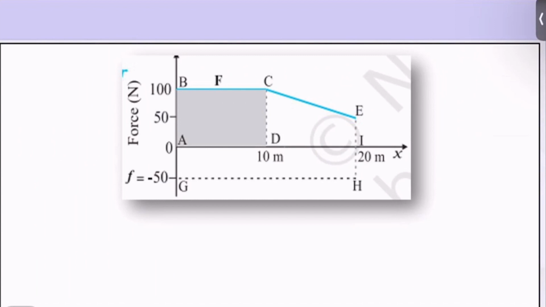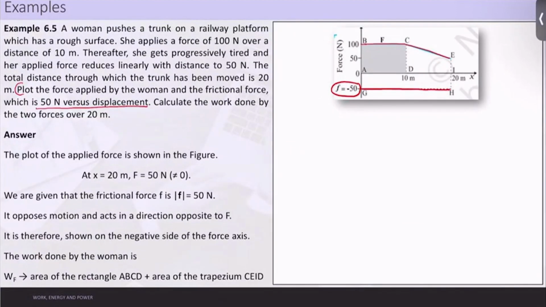So this force capital F was first of all 100, then it went in this direction. This is how we can draw the force for x equal to 0 to x equal to 20 meters, and the constant value of frictional force, which is minus 50. Why? Because it is in the negative direction, with the displacement which is in the positive direction. So I hope the diagram is clear to you.